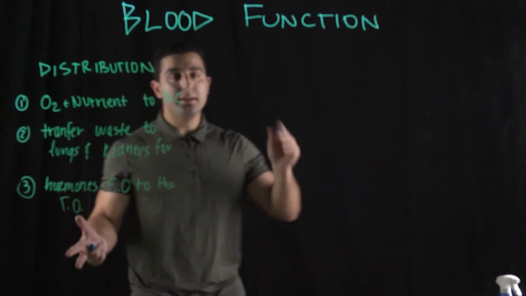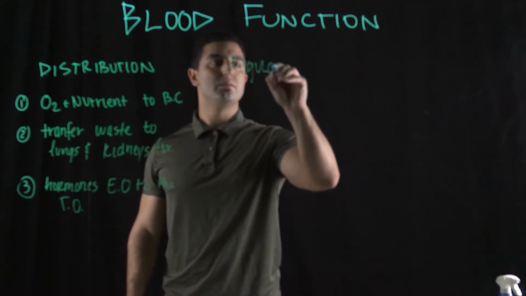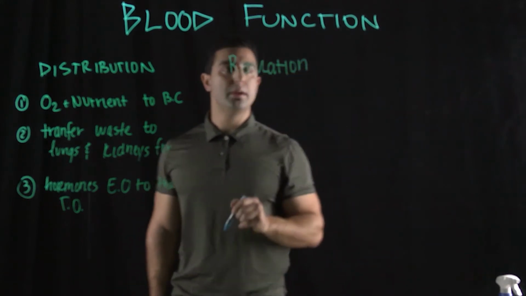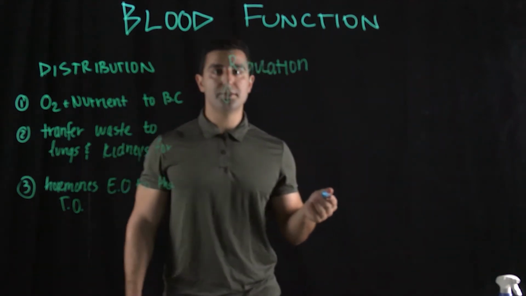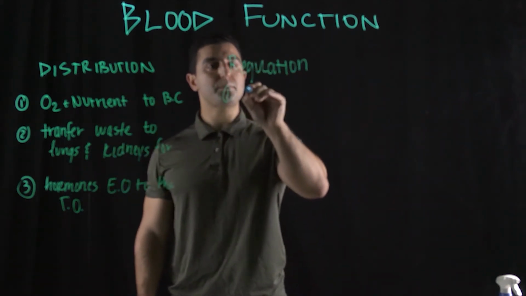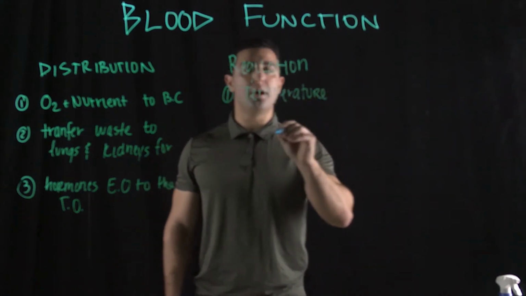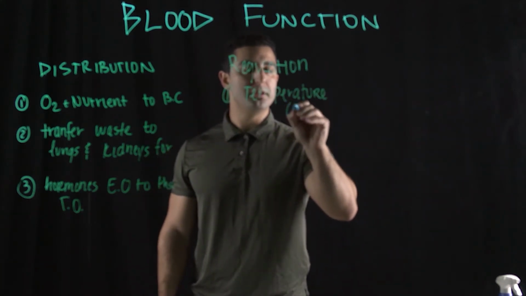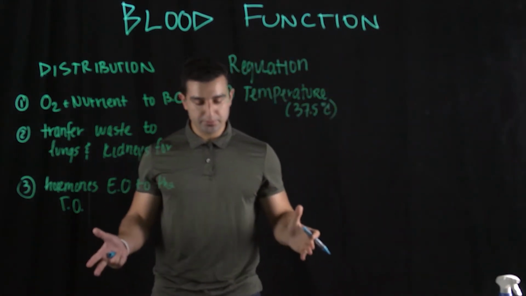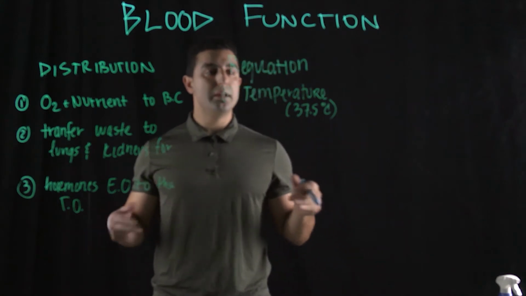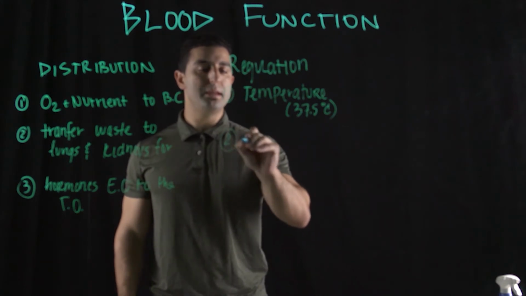So now we've talked about distribution. Next is regulation. Regulation involves three more parameters. First, we look at temperature. The average body temperature is about 37.5 degrees Celsius. The maintenance of body temperature, whether heat is reabsorbed or released, is regulated by the blood. The second thing is pH regulation.